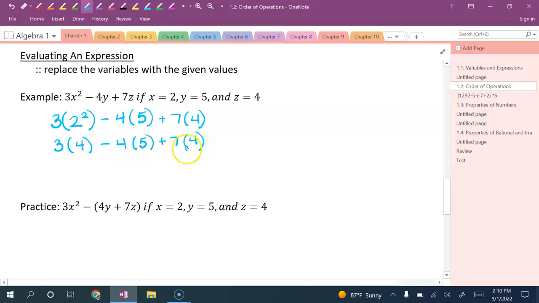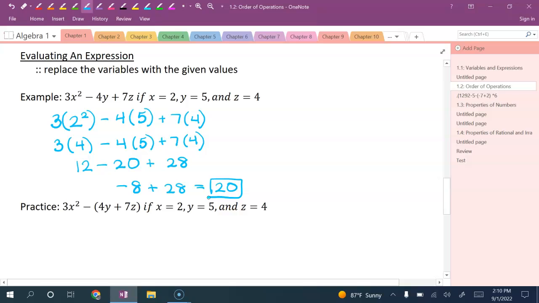Got a lot of multiplication. All those parentheses there are just symbolizing that you're multiplying the number out front times the number on the inside. So this says 12 minus 20 plus 28. Then you're going to subtract 12 minus 20 first, which would be negative 8, and then add 28 to that, and you would be left with 20.